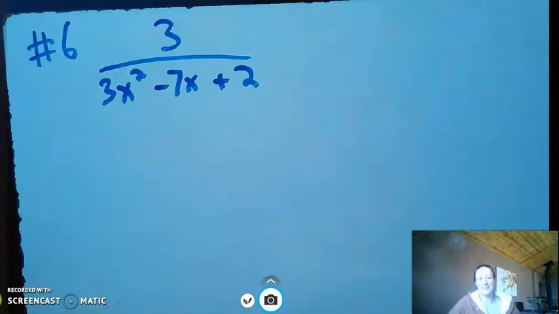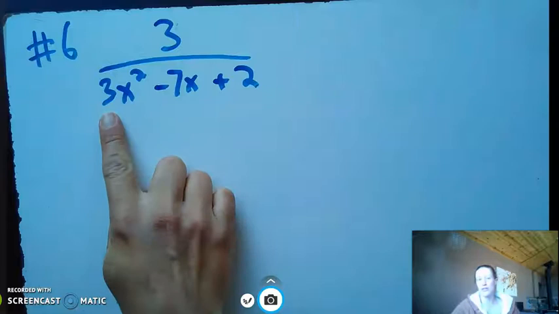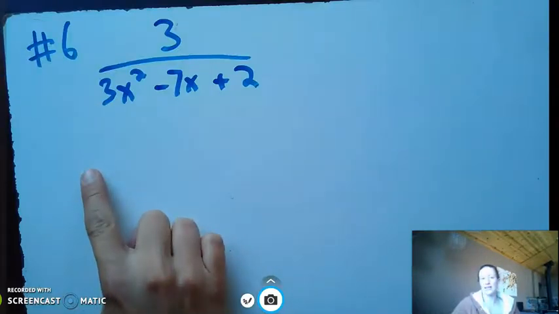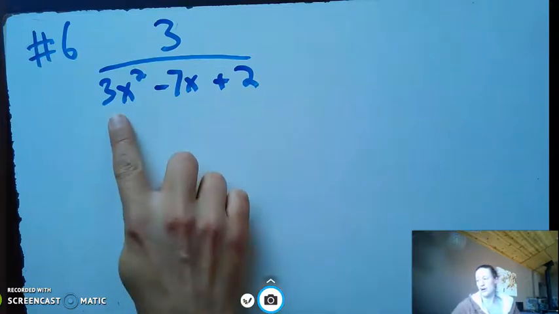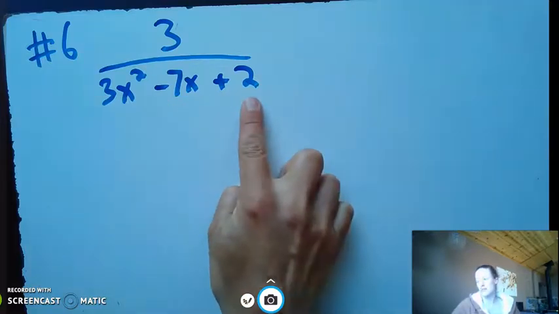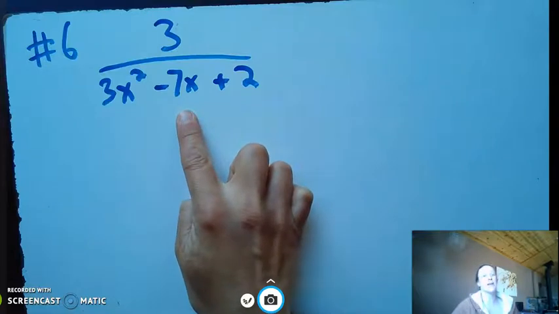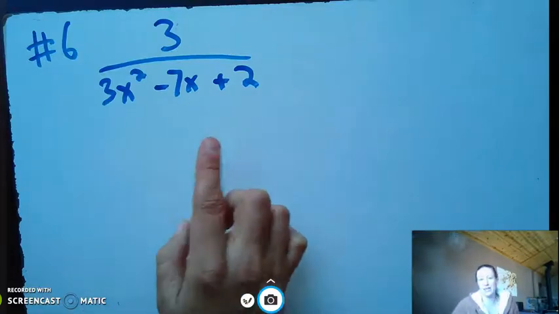Okay, the next hint is number 6. Same thing as number 5. You just need to factor it first. This one has a coefficient in front. A couple ways you can do it. You can guess and check. Maybe 3x times x will be 3x squared, and then you can try some things that multiply to 2 that will end up adding to negative 7 because the 3 gets in the way.